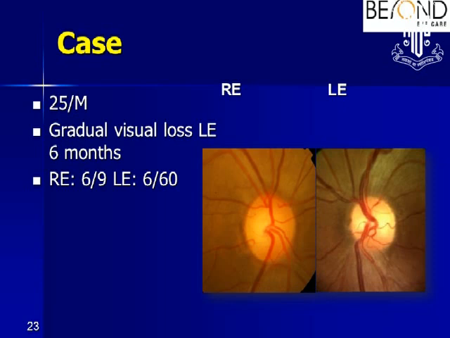25-year-old male with a gradual loss of vision in both the eyes for 6 months. Vision is 6/9 in the right eye, 6/60 in the left eye. Your comments. Which eye looks more abnormal? Left eye. Patient also has the symptoms in the left eye, though his vision in the right eye is 6/9. So the left eye looks abnormal. Any comments on the appearance of the left eye?